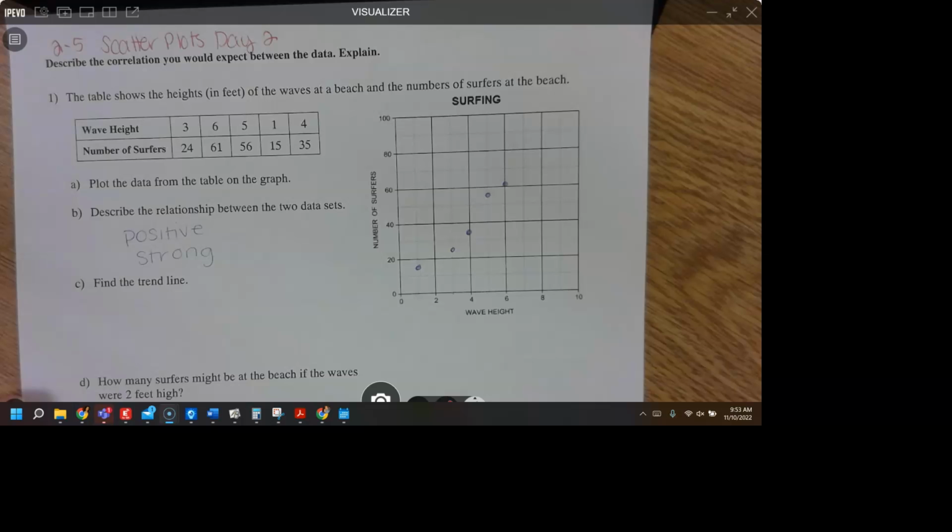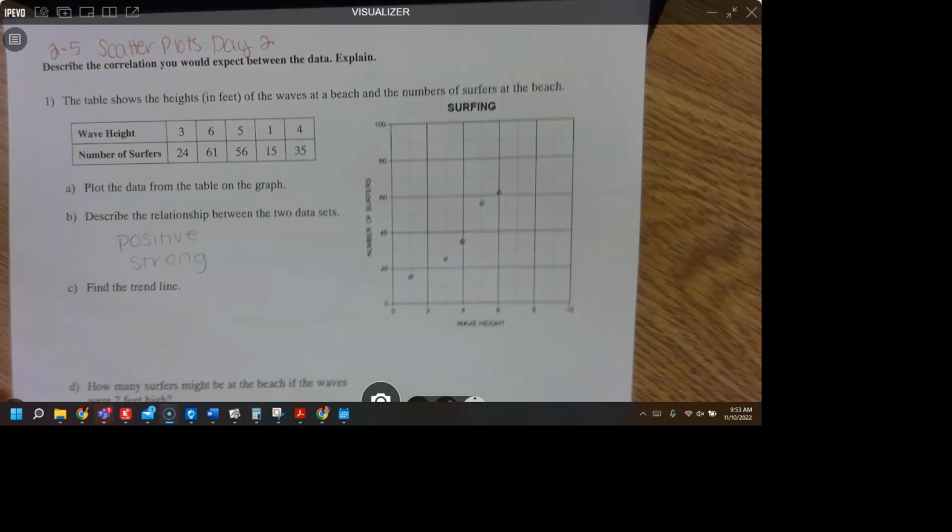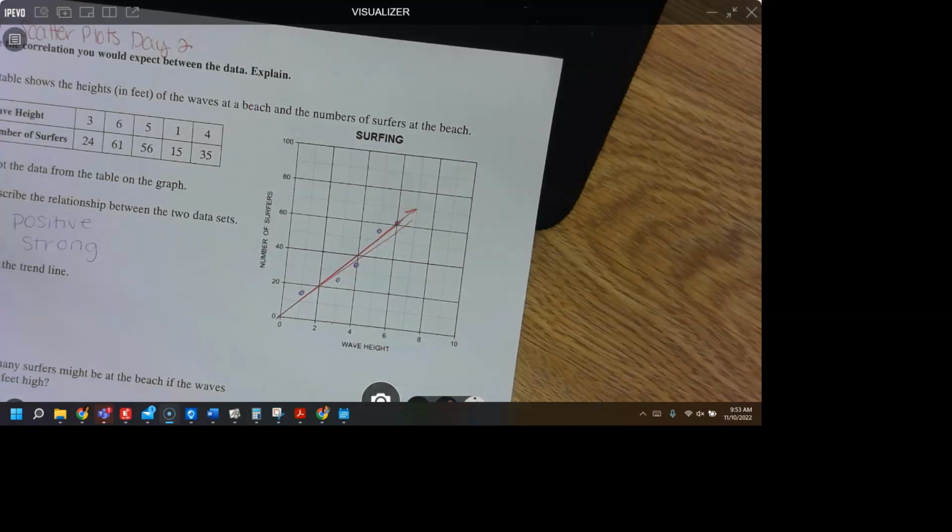At this point, I want to find my trend line. So I'm going to try to draw a line that is as straight as possible and has an equal number of points above and below. I am cheating. I still kept up. Okay.